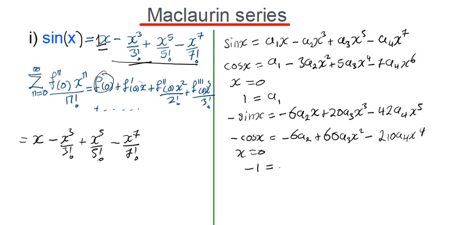Then here you're going to have minus 6a2. The negative goes, the negative goes. You observe that your a2 equals 1 over 6. And you know that your 1 over 6 is simply 1 over 3 factorial, because 3 factorial is 6. So that is that, and that's how the coefficient comes about.